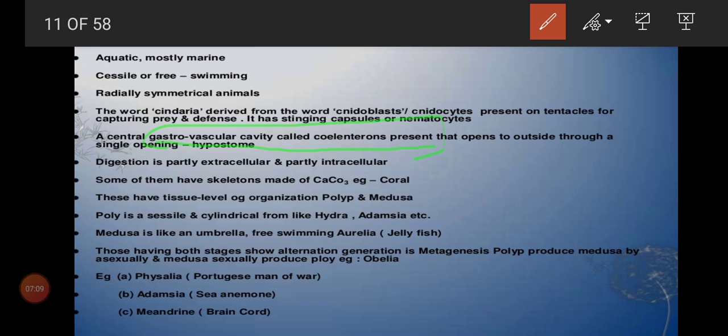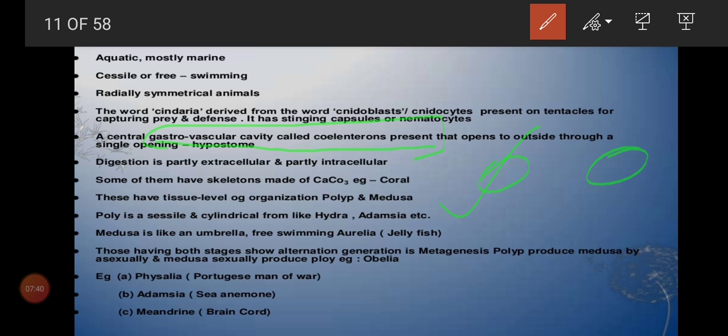Why do we call it so? Because if it is a proper digestive system, it should contain a mouth, one opening, and an anus also, two openings. But in Coelenterata only one opening is there. So the entering of food and removal of fecal matter happen through the same opening. There is no separate mouth and anus. Only one opening does both functions. That's why we call it incomplete digestion.